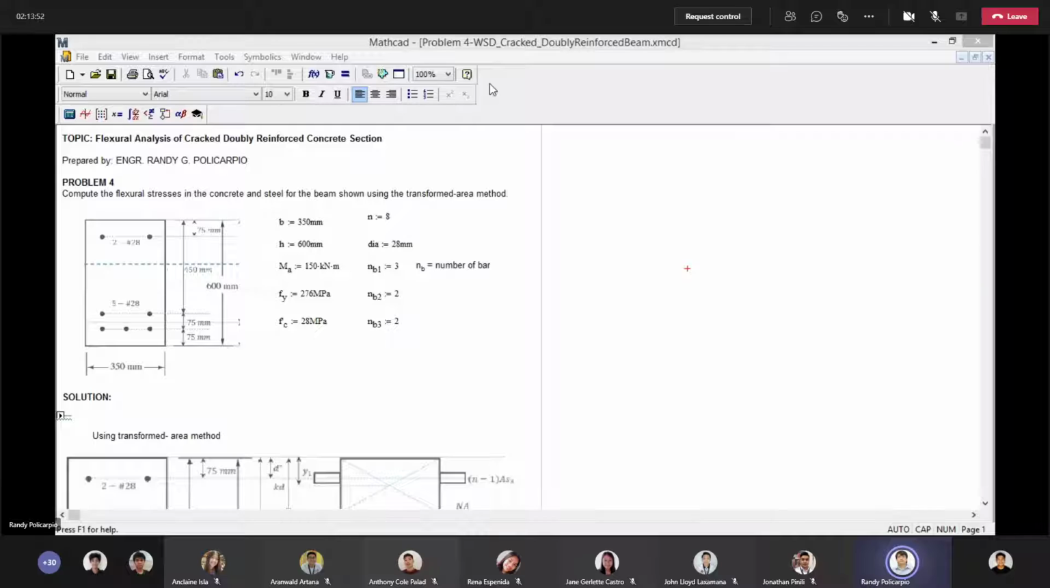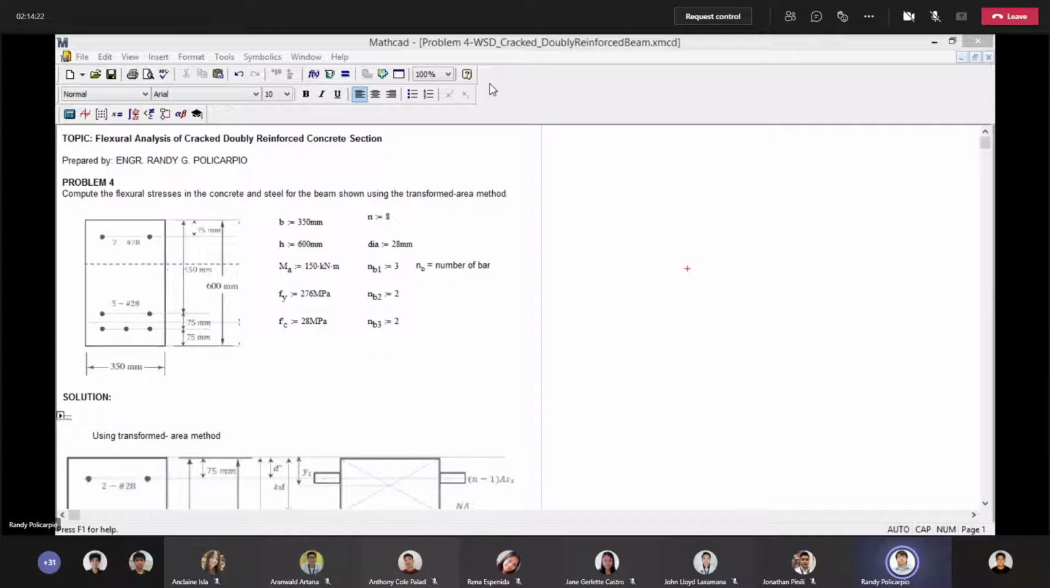So doon lang natin gagamitin yon, no? Pero pag design, the code require us to use strength design method. Kaya yung susunod na lesson natin yan will be all about strength design method, no? So doon natin ngayon makikita yung design part, no? Yung analysis and design, no? But for WSD, we will simply analyze.